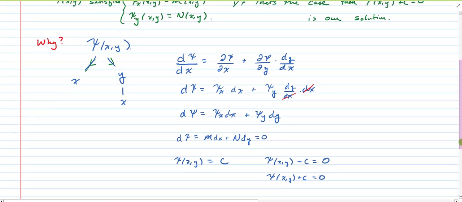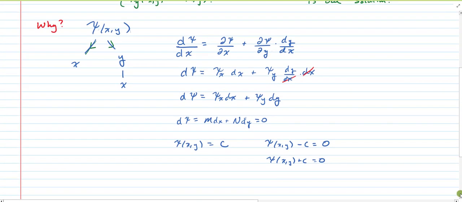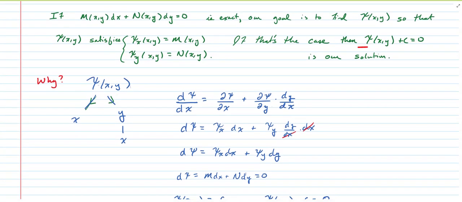So hopefully you see why we're looking for a psi that satisfies the partial derivative with respect to x of it equals M, and the partial derivative of it with respect to y equals N, and that will then satisfy this equation right here. And the reason why it satisfies that equation is because of this multivariable chain rule. And because we satisfy that multivariable chain rule, that's why we would claim that psi of x, y plus c equals 0. That's why we state that that's our solution.